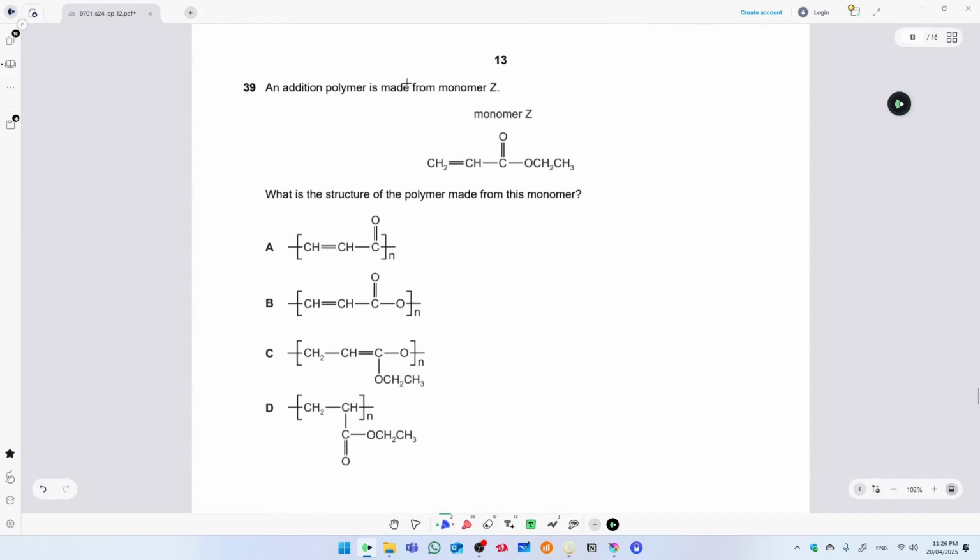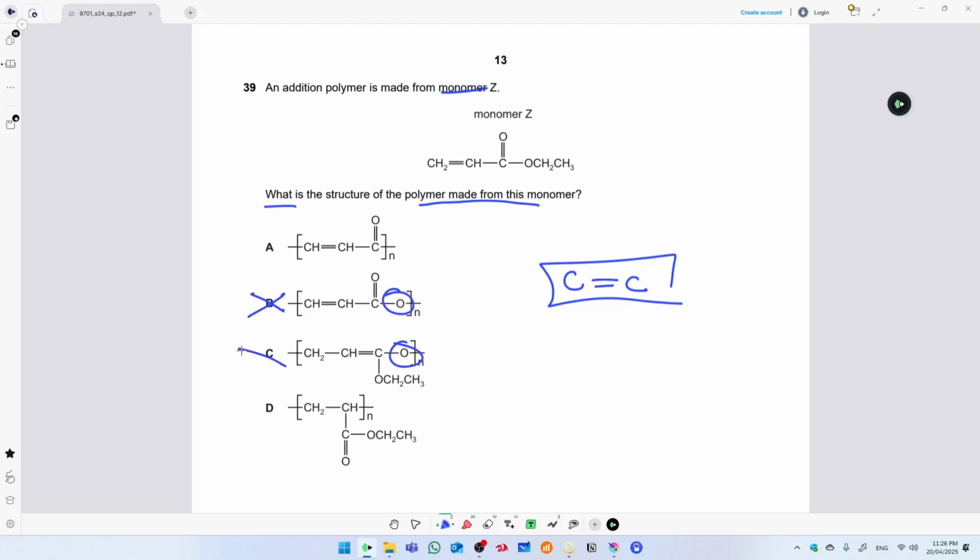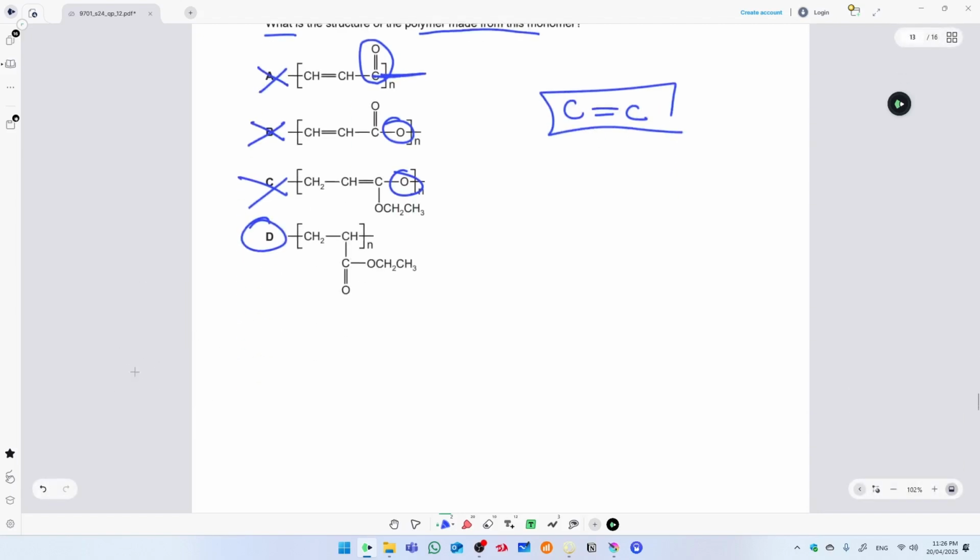39. Addition polymer is made from monomer Z. What is the structure of the polymer made from this monomer? So only the carbons that have a double bond are involved in addition polymerization, so anything that has like this is wrong. The O is not involved, only the carbons that have double bond. This carbon doesn't have a double bond, so it shouldn't be forming the continuation bond. A is wrong, D is the answer. Very simple addition polymerization question.